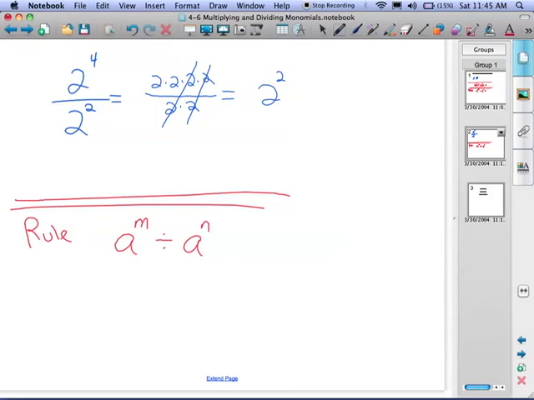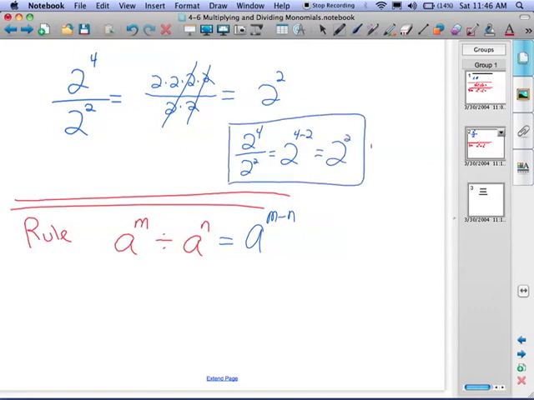Again, we have a rule. Did you notice anything as we simplified this expression? We have a to the m divided by a to the n. And our rule gives us a to the m divided by a to the n gives us a to the m minus n power. So if you have 2 to the fourth power divided by 2 to the second power, that can be rewritten as 2 to the 4 minus 2 power, which is 2 to the second power.